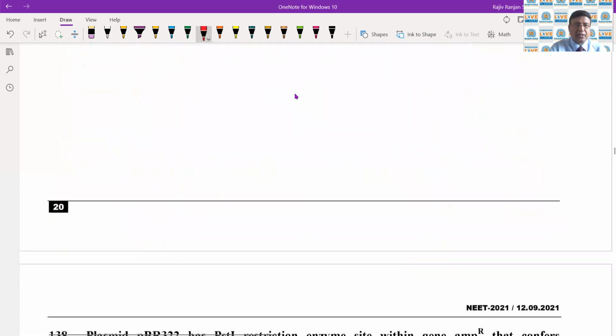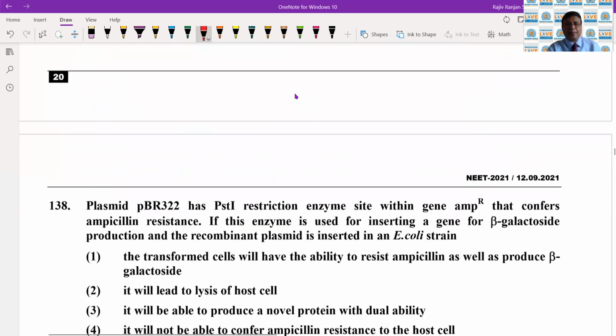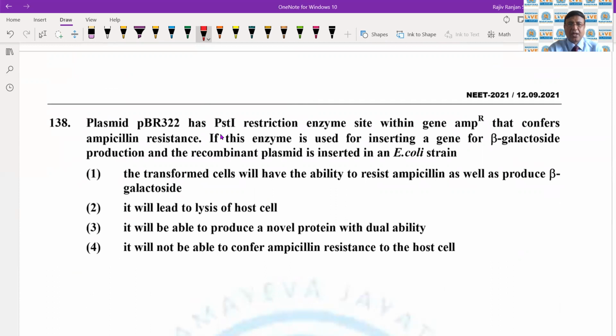So let's now see question number 138. Plasmid pBR322 has a PstI restriction enzyme site within the ampicillin resistance gene that confers ampicillin resistance. If this enzyme is used for inserting a gene for beta-galactosidase production and the recombinant plasmid is inserted in an E. coli strain: 1, the transformed cell will have the ability to resist ampicillin as well as produce beta-galactosidase; 2, it will lead to lysis of the host cell; 3, it will be able to produce a novel protein with dual ability; and 4, it will not be able to confer ampicillin resistance to the host cell.